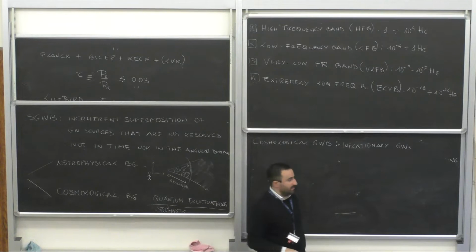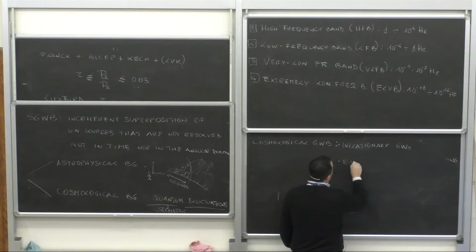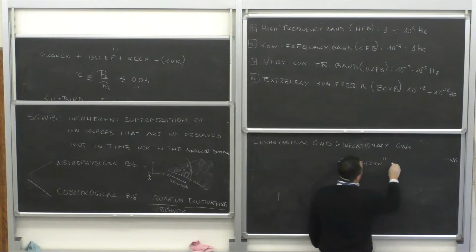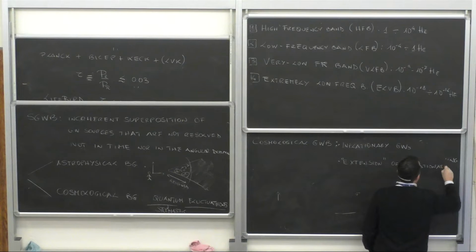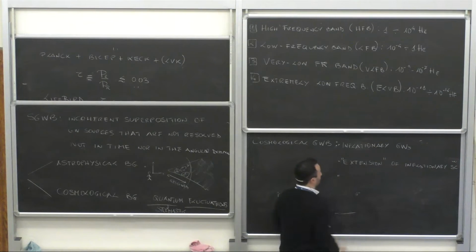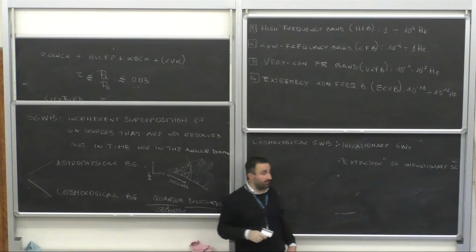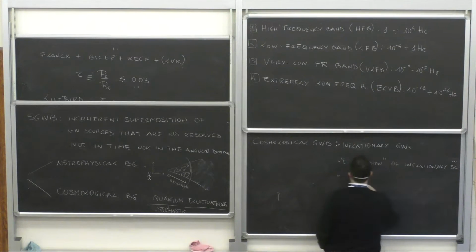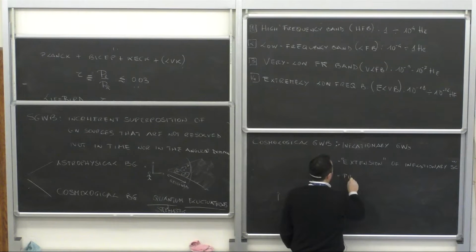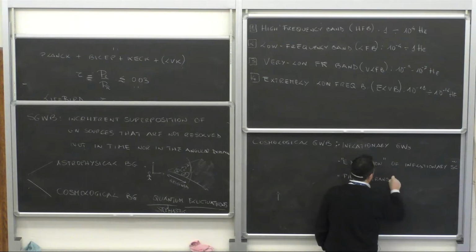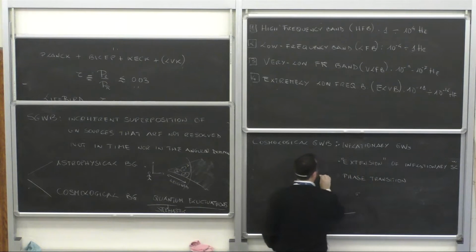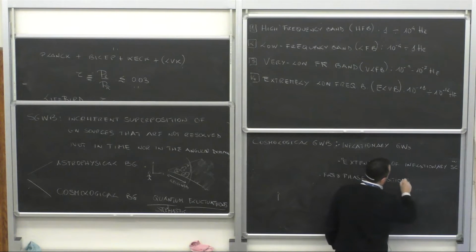The second source is still related to inflation, but it is an extension of inflationary scenarios. I will tell you why I need to introduce some extension of inflationary gravitational waves. Then we have phase transitions in the early universe, not all of them, but first order phase transitions in the early universe.